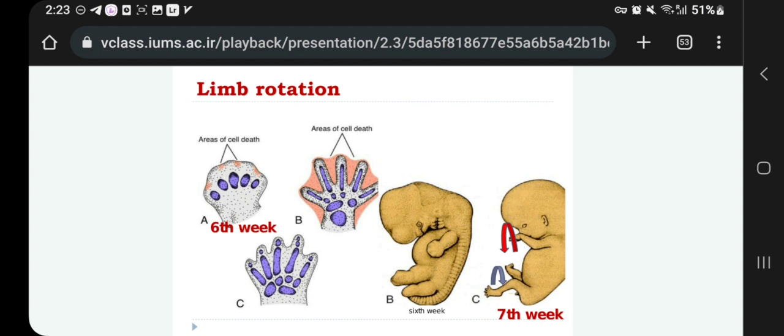Upper limb medial, lower? No. Muhammad Mohsen said, no. Upper limb rotates laterally, and the lower limb rotates medially. Yes.